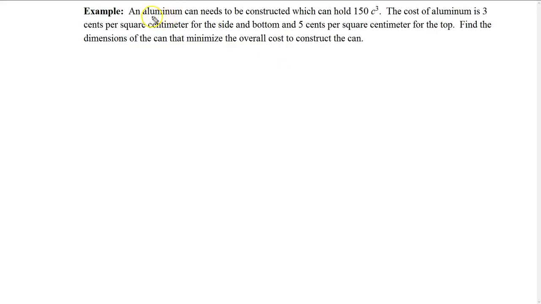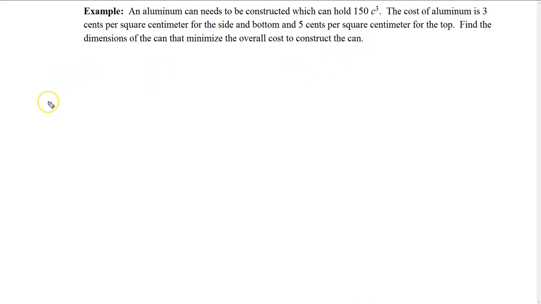So in this example, an aluminum can needs to be constructed that can hold 150 cubic centimeters. The cost of aluminum is 3 cents per square inch for the side of the can and the bottom of the can, and 5 cents per square inch for the top of the can. We want to find the dimensions of the can that minimize the overall cost to construct the can.